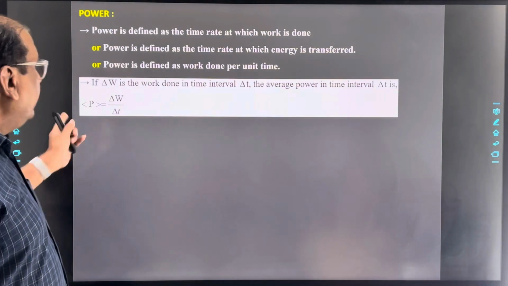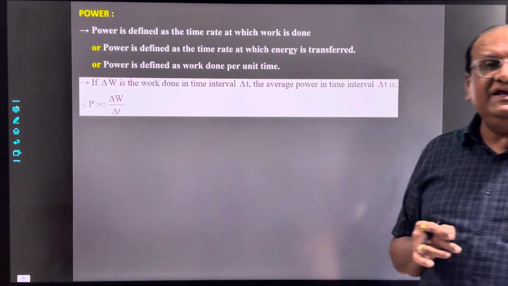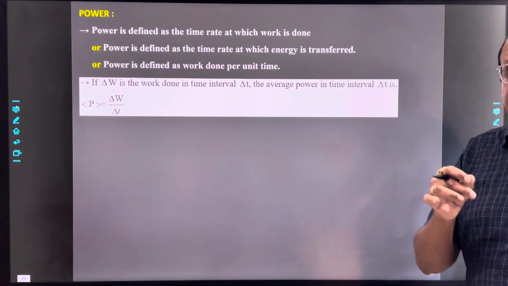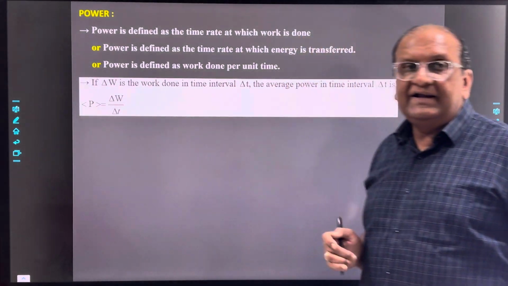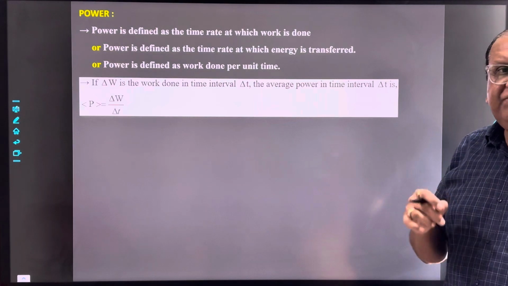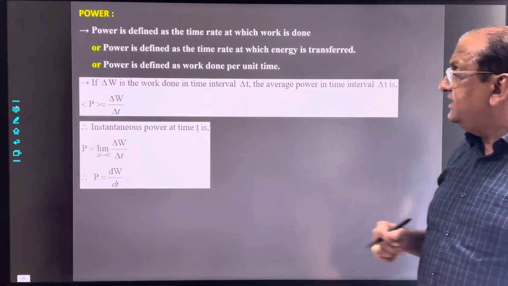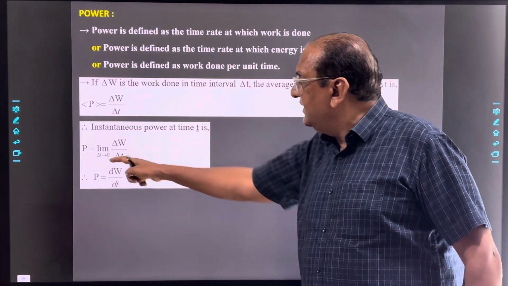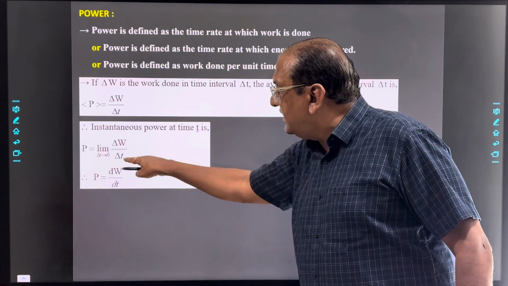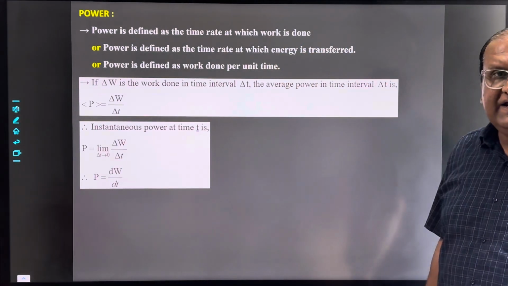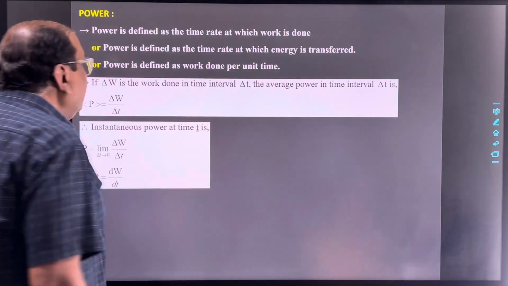Suppose delta W is the work done in a time interval of delta T. Then we can write the average power as delta W by delta T. If we take the limit delta T tends to 0, then we get the instantaneous power at time T. That is P equal to limit delta T tends to 0 of delta W by delta T. So we can write P equal to dW by dt.